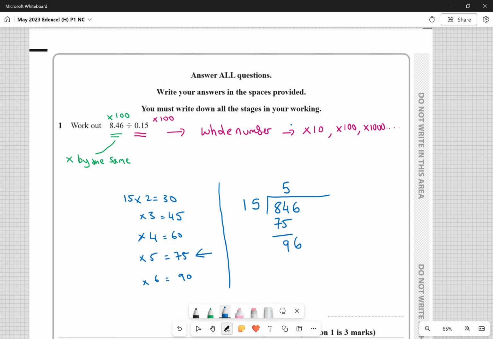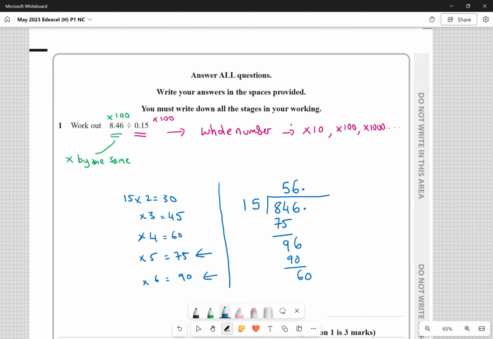Well, 15 times 6 is 90, and we've only got 96, so we know we can't go to 15 times 7, so that's going to be a 6. But we still have a remainder, so 96 take away 90 is 6. So what we're going to do is put a decimal point, and our 6 we'll put it there. Or what you could do is continue: you can put a decimal point in your answer as well, and a 6, because now we're moving into the next place value.